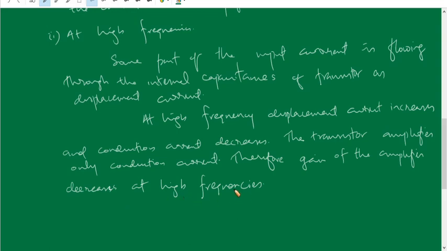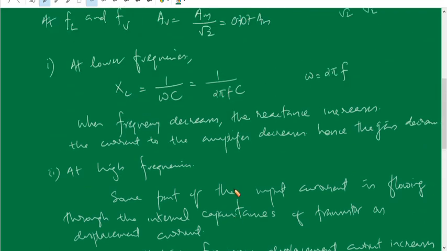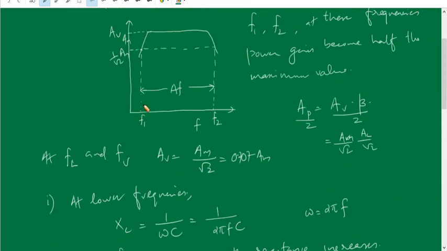So this is the reason for the reduction in the voltage gain at lower and higher frequency ranges. Okay, so the transistor cannot be used for an input signal of frequency less than the lower cutoff frequency, and for a signal of frequency greater than the upper cutoff frequency, and this range is called the bandwidth of the transistor.